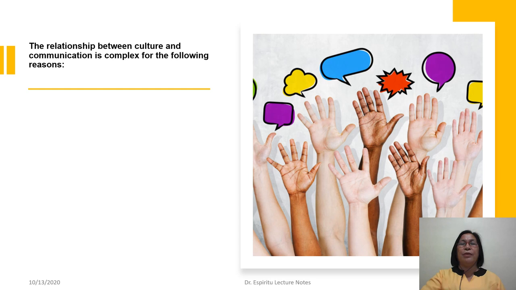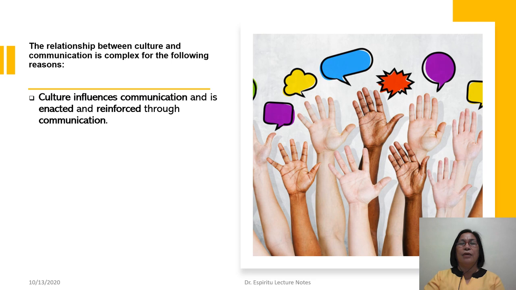Okay, so the relationship between culture and communication is complex for the following reasons. Culture influences communication and is enacted and reinforced through communication. So our culture really affects the way we communicate with others. When I was very small, we would be told by our parents to get inside the bedroom when we have visitors, because we are not supposed to hear what they are talking about. But now that I am a parent, I allow my kids to be part of the conversation so that they would be aware of the intentions of why a relative or a visitor comes to our house. So that may differ also. The culture before and the culture at present could be different.